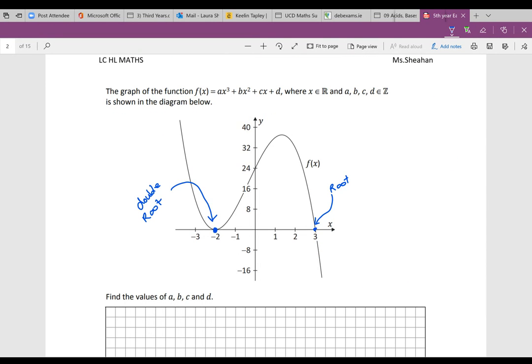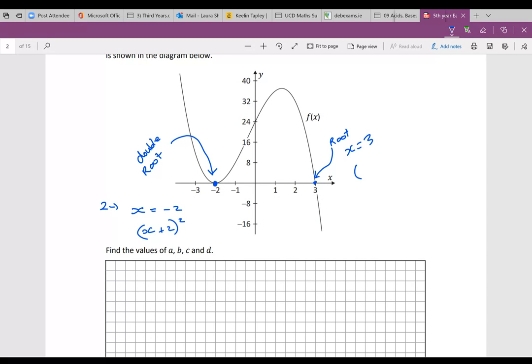Next question, the graph of the function ax cubed plus bx squared plus cx plus d. We have three roots here. We've got a root at x is equal to 3. We actually have a double root here because there's a turning point. So we've got x is equal to minus 2, and we actually have that twice. So x plus 2, we can just square it, and this factor will be x minus 3.